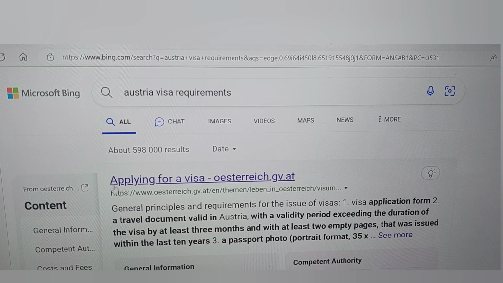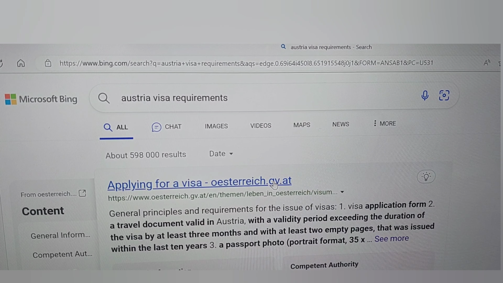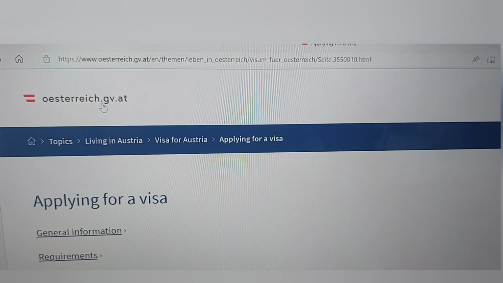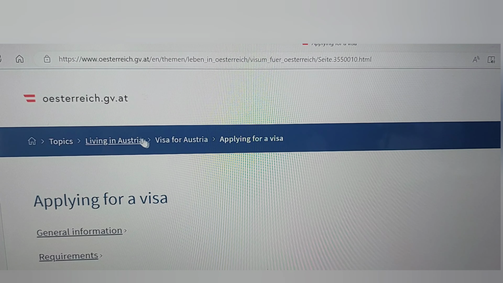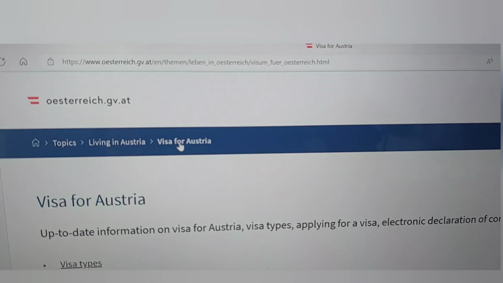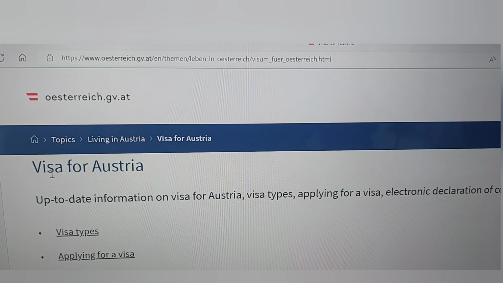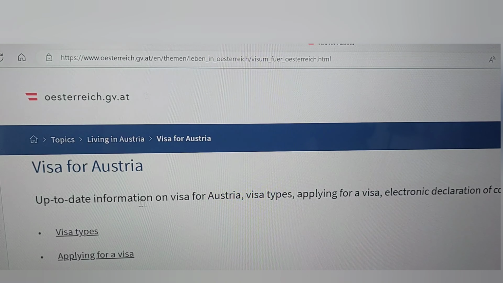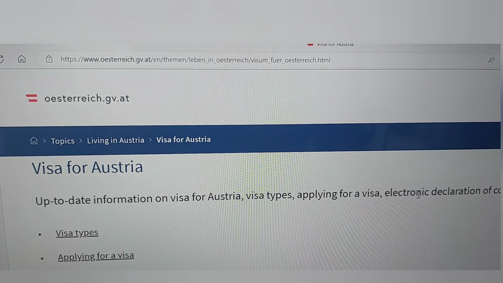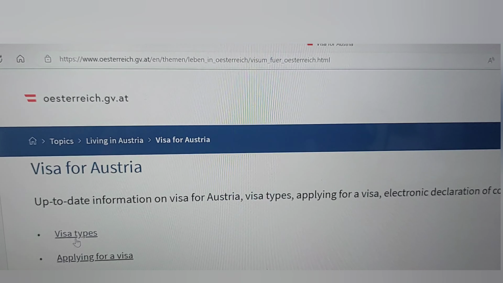We are going to click here now, applying for a visa, Österreich.at. As you can see, this is the logo. So here we're going to click visa for Austria. Austria has different types of visa. Up-to-date information on visa for Austria: visa types, applying for a visa, electronic declaration of commitment. So we're going to click here, visa types.